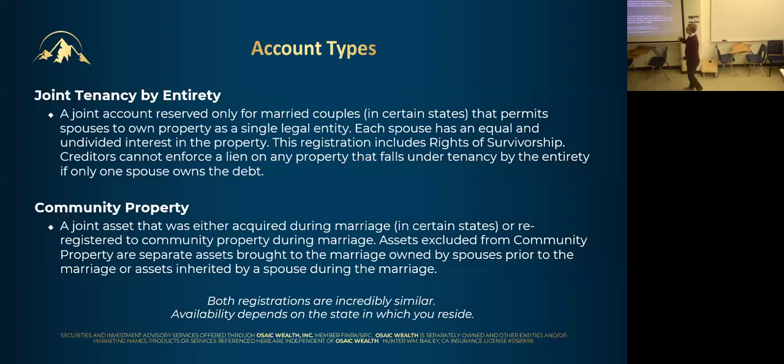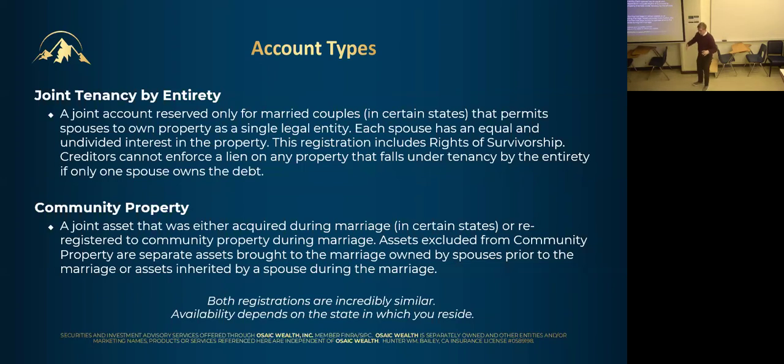This is a joint account reserved only for married couples in certain states that permits spouses to own property as a single legal entity. So as long as their relationship continues legally, the married couple is the entity that owns the account. Each spouse has an equal and undivided interest in the property. This registration includes rights of survivorship, so if one spouse dies, it passes over immediately. Creditors cannot enforce a lien on any property that falls under tenancy by the entirety if only one spouse owns the debt. This one's really interesting.